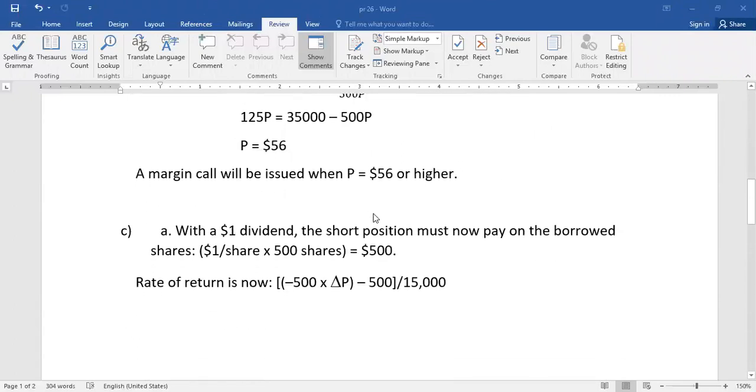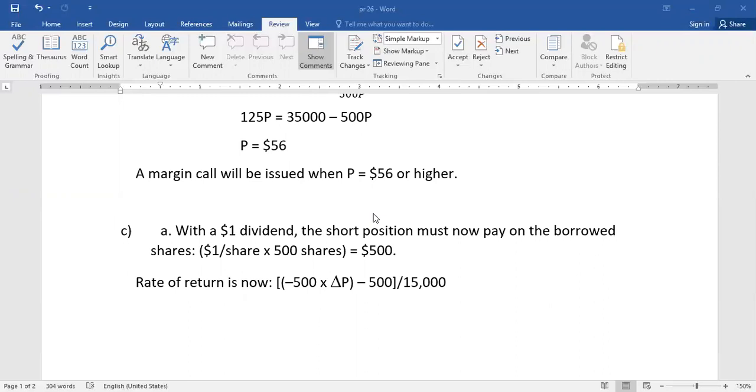So now this $1 of dividend, we must pay it because the concept of selling shares or shorting shares, we borrow these shares, we sell them, and then when the price is right or when we find it appropriate, we buy the shares back and we return them to the person that we borrowed them from. Okay, so we borrow the shares, we sell them, and then after a while we buy them back from the market and we return them to the person that we borrowed them from.